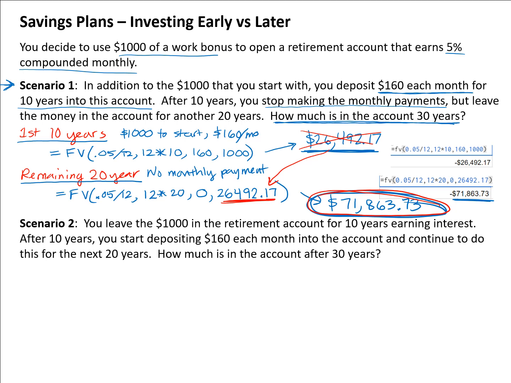Now in scenario number 2, we're going to do this almost backwards. We're still going to start with $1,000. So in our first 10 years, we start with the $1,000. So $1,000 to start. But we're not going to deposit money for a while. If you read through scenario 2, I say you start with the 1,000 and you just leave it there earning interest for 10 years. So no monthly deposits.